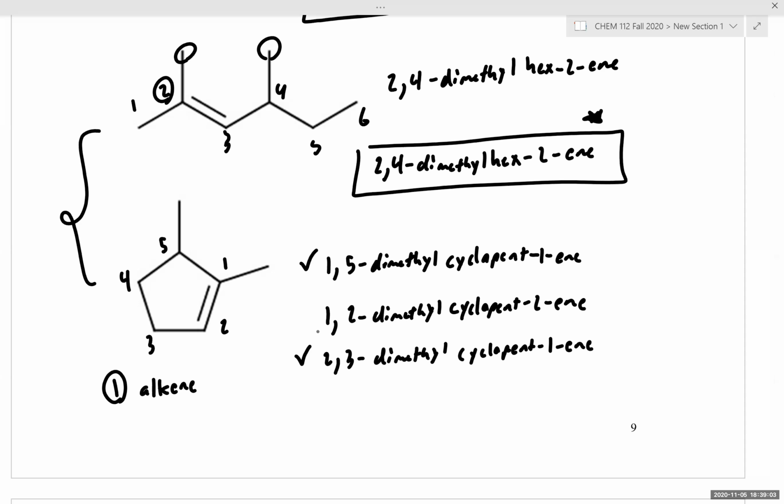Now, when we think about naming compounds, do we want the lowest average locant number, or do we want the lowest locant number from start to finish? So which locant number is lower, 1 or 2? Which locant number is smaller? 1, right? So as a result, the numbering method initially proposed was exactly correct, and this compound will be named as 1,4-dimethyl cyclopent-1-ene.